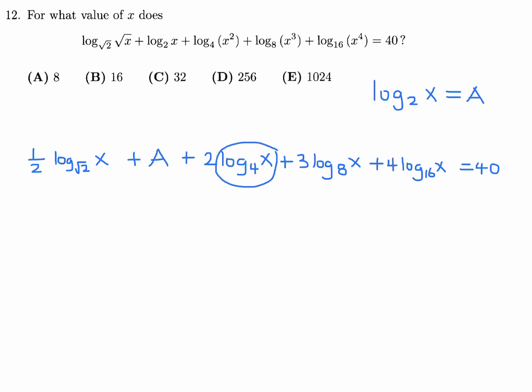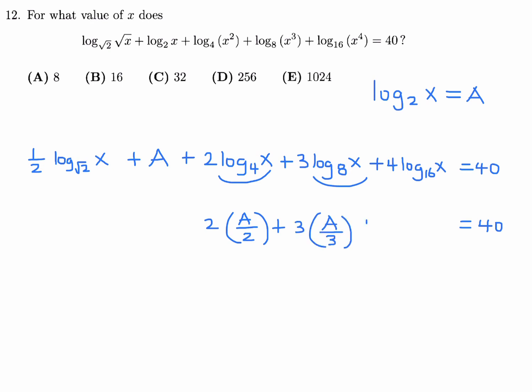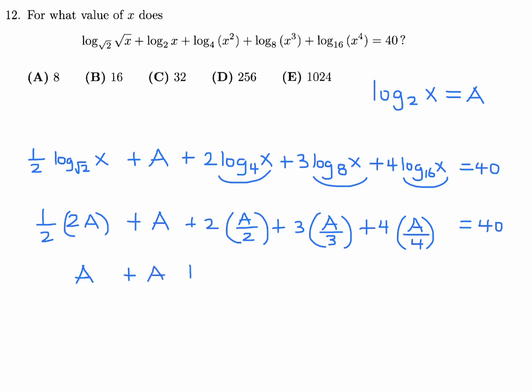Okay, now, this is where the coolness begins. Each of these can be written in terms of A, and that's where having a good knowledge of logs comes in handy. This one is just A over 2, and don't forget the 2 in front. This one is A over 3, and don't forget the 3, and this one is A over 4, and the 4 goes out front. This one was just A, which I had previously substituted. This one is 2A, and don't forget the half. So now if you multiply through, you get A plus A plus A plus A plus A, and that is equal to 40. So 5A is equal to 40, and therefore A is equal to 8.